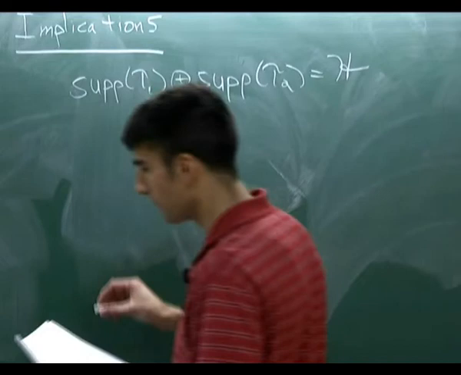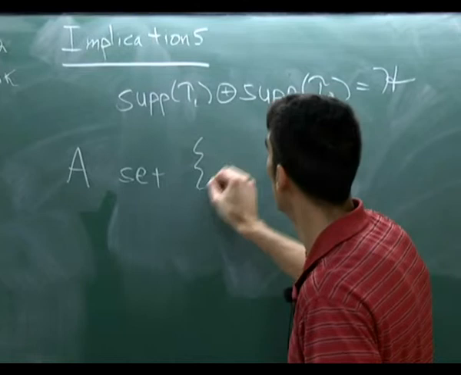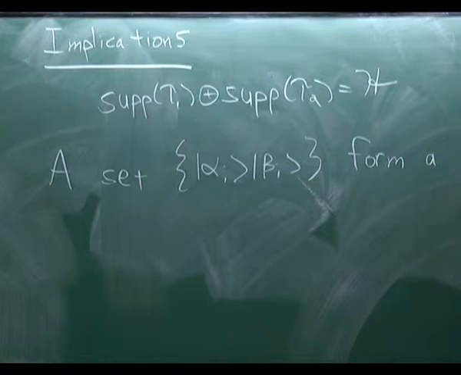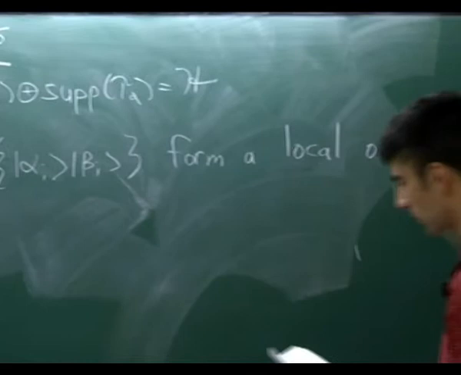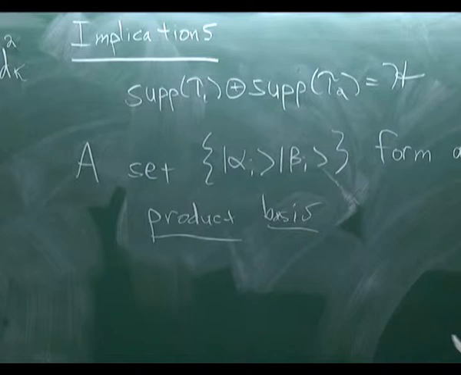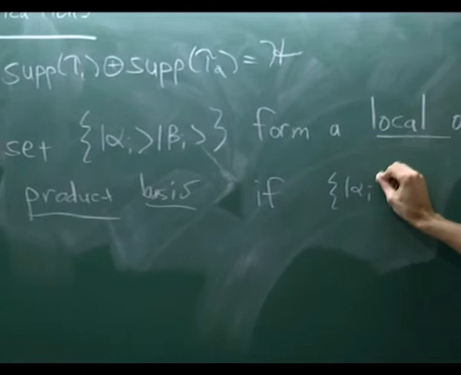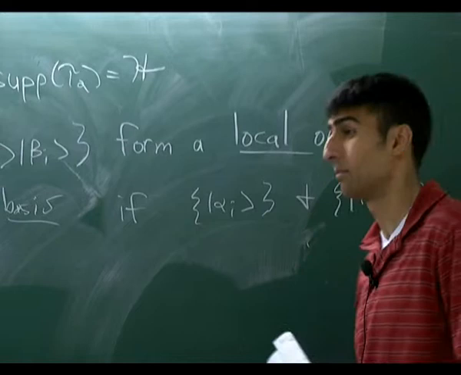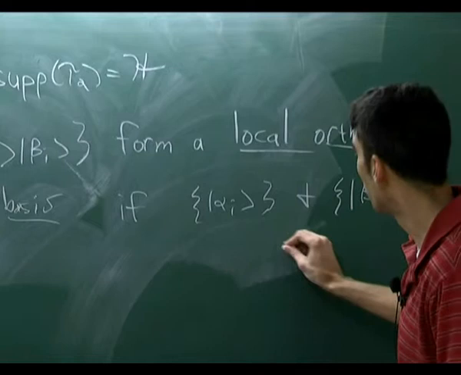I want to introduce some terminology. We'll say that a set of product states forms a local orthogonal product basis if, looking at Alice's and Bob's parts, they are pairwise orthogonal in the set. When we did the two qubit stuff, we talked a lot about orthogonal product bases, but this is stronger. We'll say this is a local orthogonal product basis if both of these are pairwise orthogonal sets.